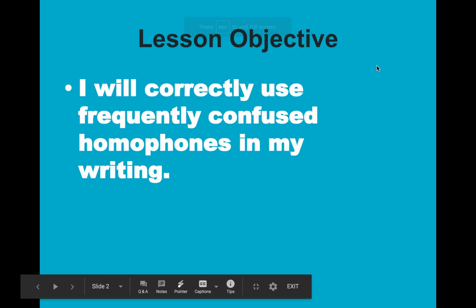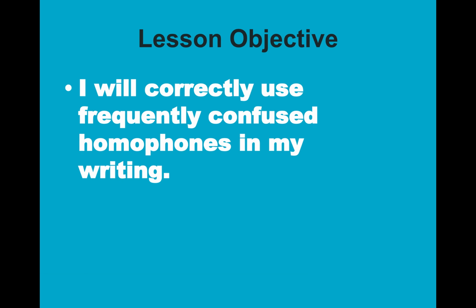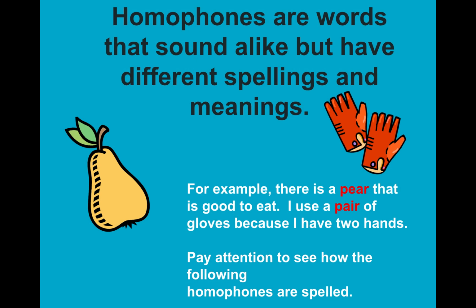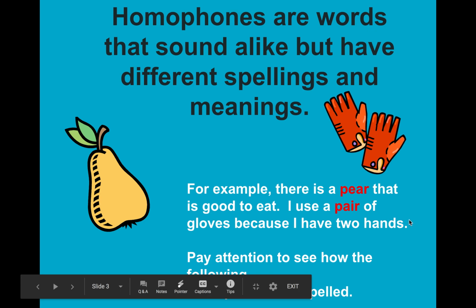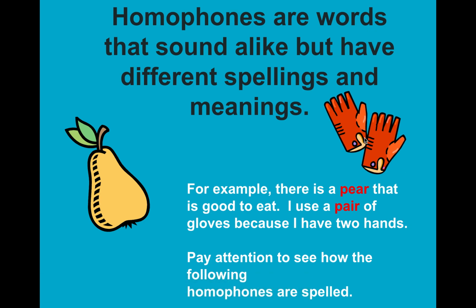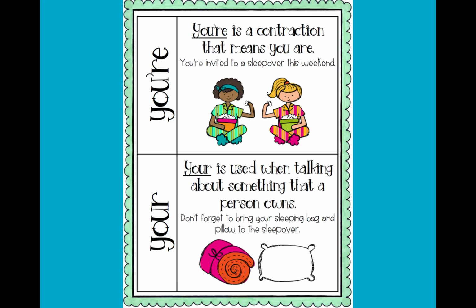Your objective for this lesson: I will correctly use frequently confused homophones in my writing. Homophones are words that sound alike but have different spellings and meanings. For example, there is a pear that is good to eat, right here, a fruit. Then I use a pair of gloves because I have 2 hands, right here. Pay attention to see how the following homophones are spelled. So you're just watching right now.